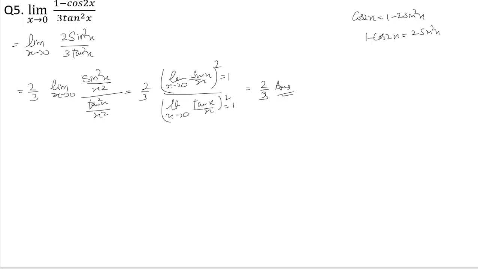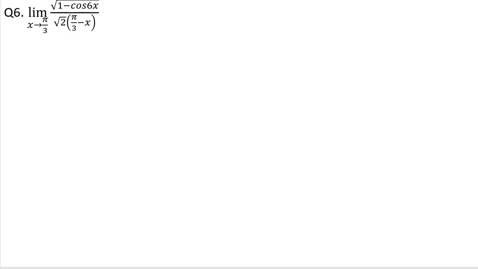Okay, let's move to the next question. I hope this is clear to you. So here we have the square root of 1 minus cos 6x upon root 2 times (pi by 3 minus x). चलिए इसको करते हैं.